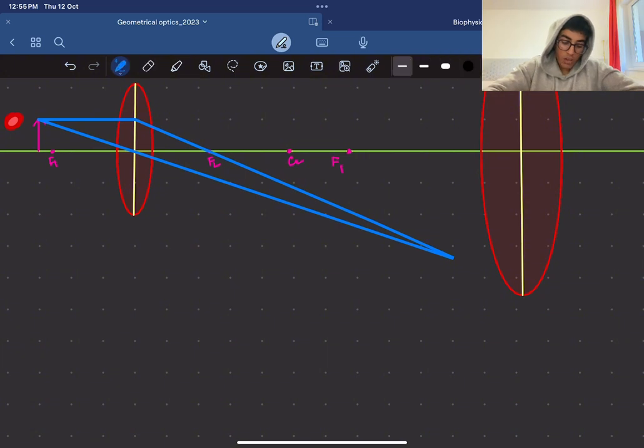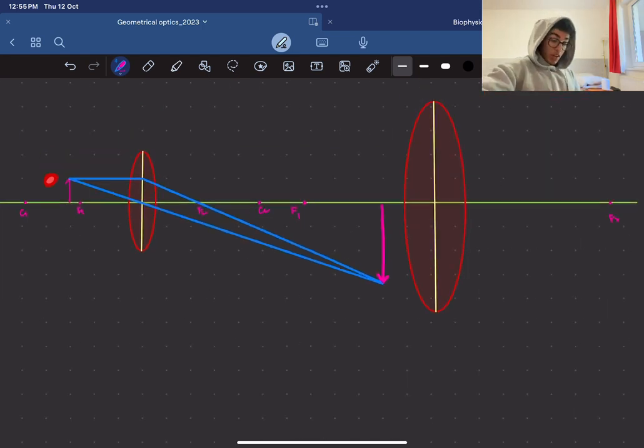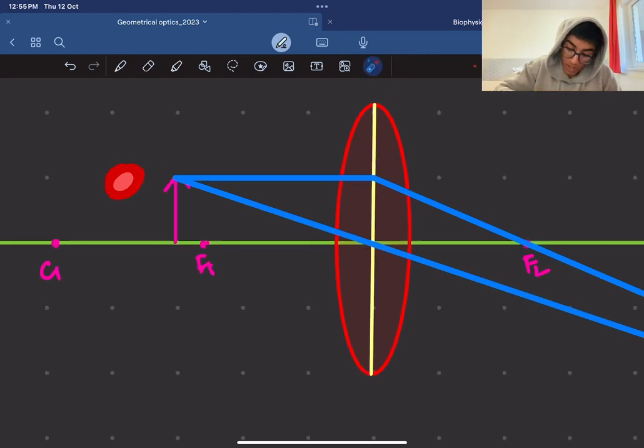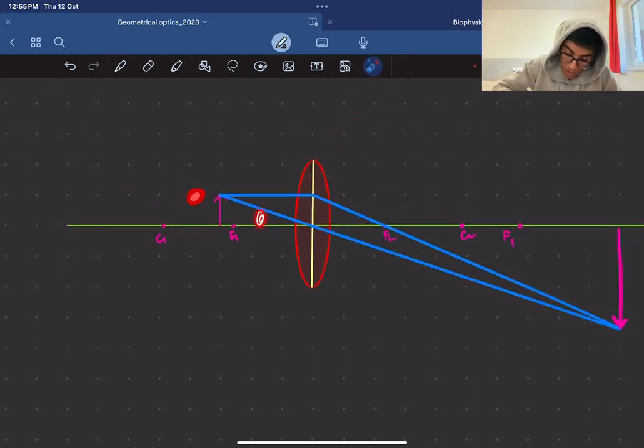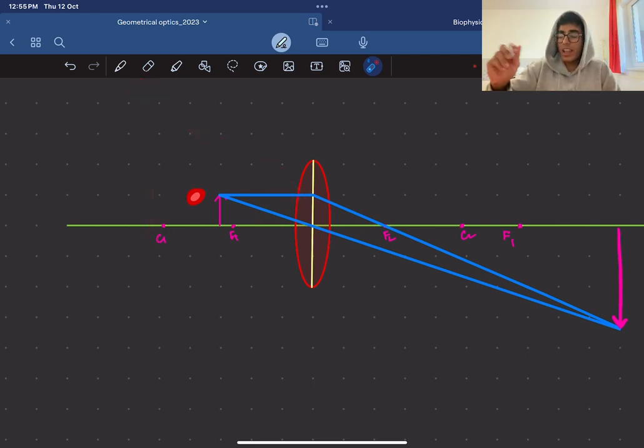So now you can see we have a real image formed of the red blood cell, because see, it's behind the focus. If you remember what I told you, if it's in front of the focus, we get an image behind, which is magnified. That's good for a simple magnifying glass that we use. But we are looking at a microscope now. So we keep the object behind the focus.